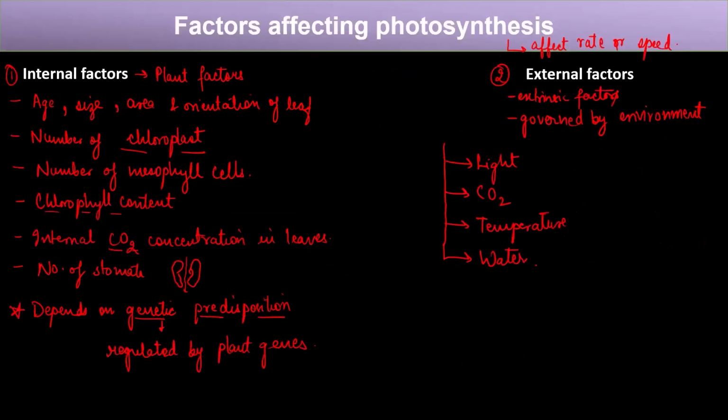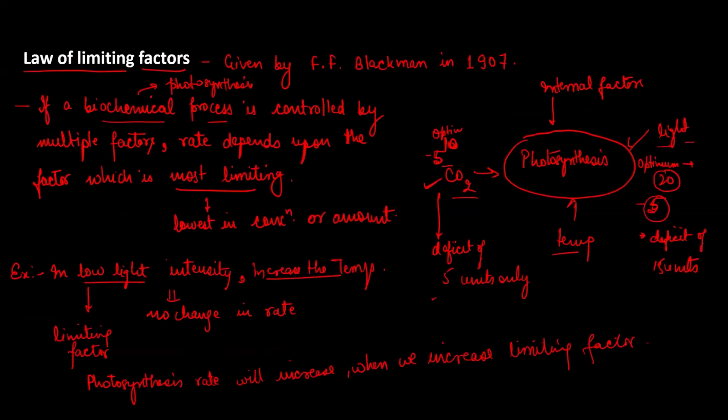Now, in the previous slide we saw that there are 4 external factors that are important and they regulate photosynthesis. Now we'll see them one by one. So the first factor is light. If you talk about light, we have three parameters. The first parameter is the quality of the light.